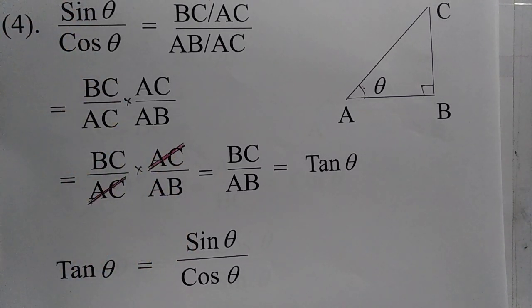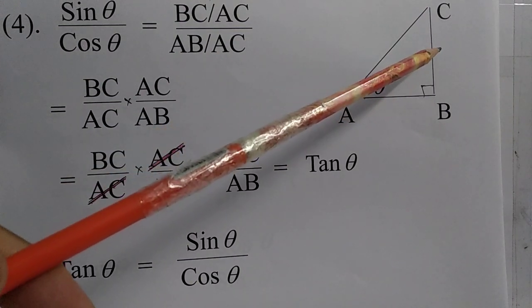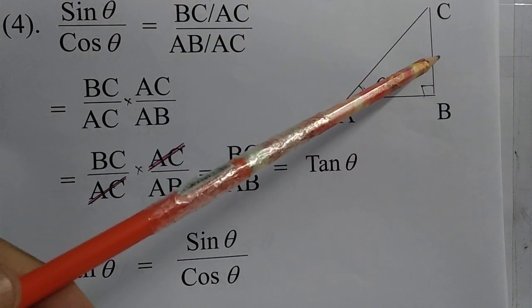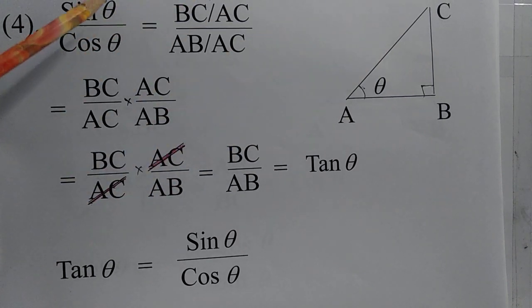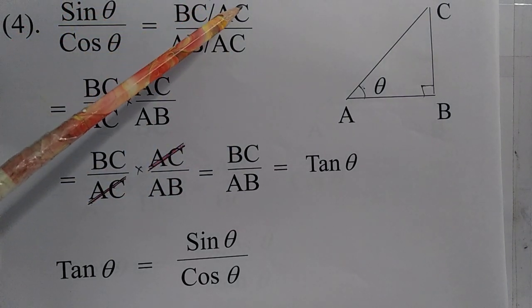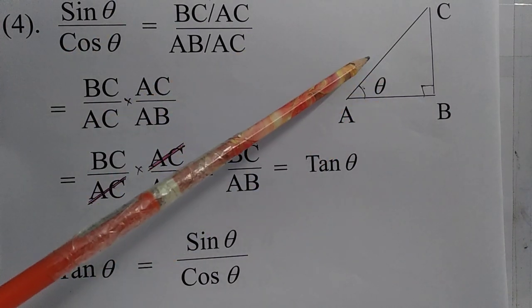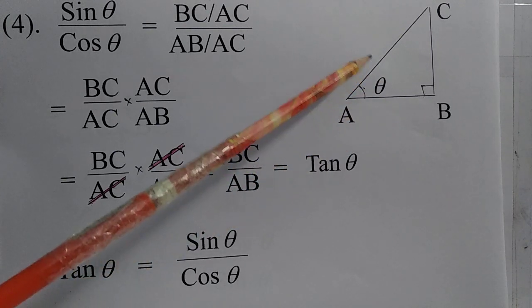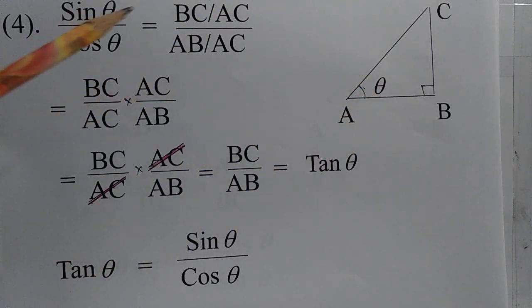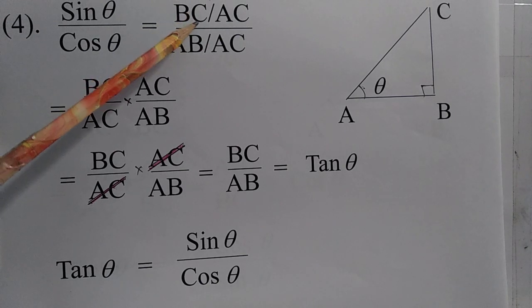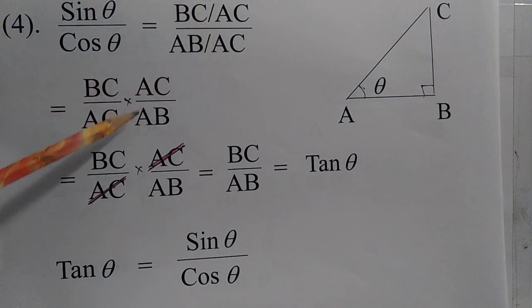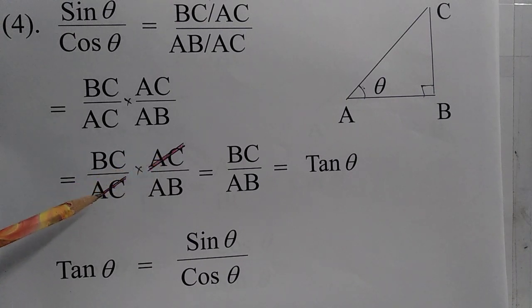Once again, fourth relation, sin theta by cos theta. Sin theta is defined as opposite side to theta by hypotenuse. Here opposite side is BC, hypotenuse is AC. So sin theta equal to BC by AC. Cos theta is defined as adjacent side to theta by hypotenuse. Here adjacent side is AB, hypotenuse is AC. AB by AC. And this we write as BC by AC and AC by AB. So AC gets cancelled. We got BC by AB.